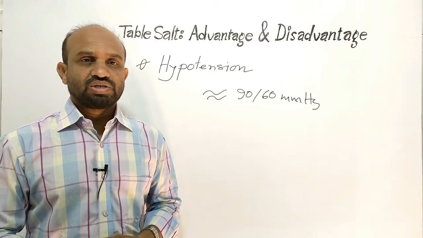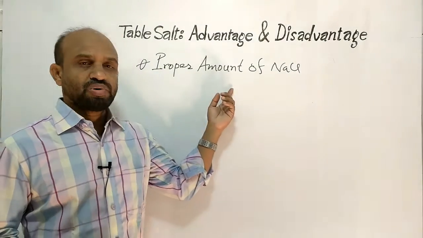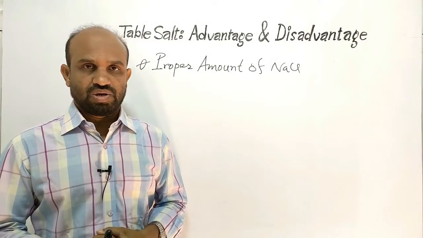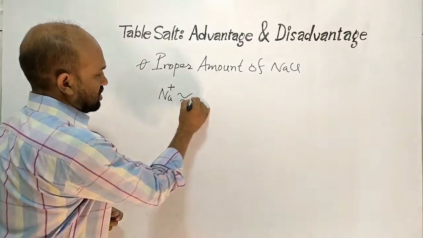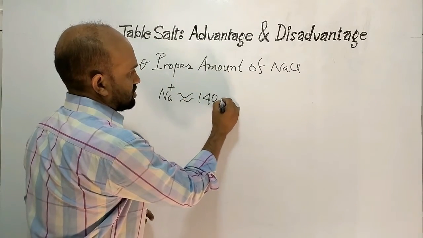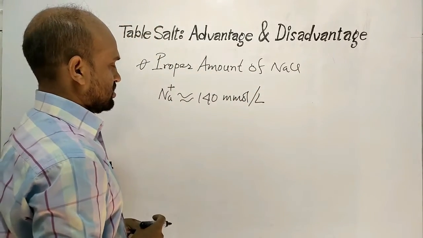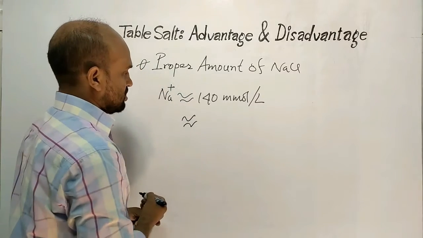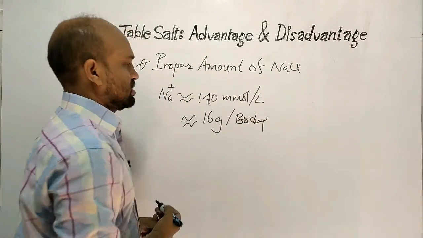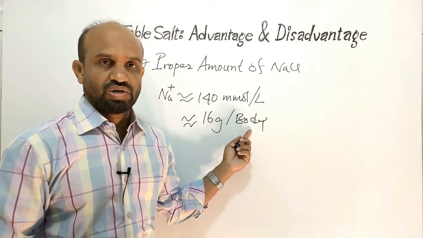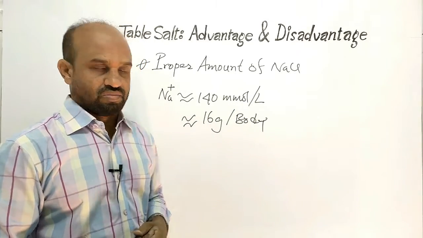Now let's see what is the proper amount of sodium chloride in our body. Now the point is proper amount of sodium chloride in our blood. In our blood, sodium ion is around 140 millimole per liter, or this is around 16 gram per body. That means in our body, on an average, sodium ion is 16 gram.